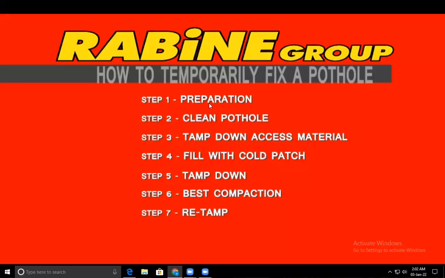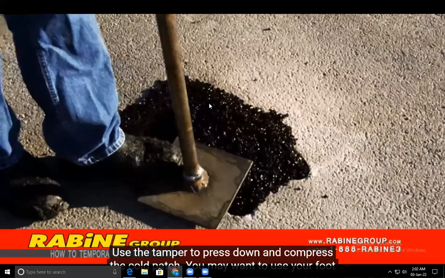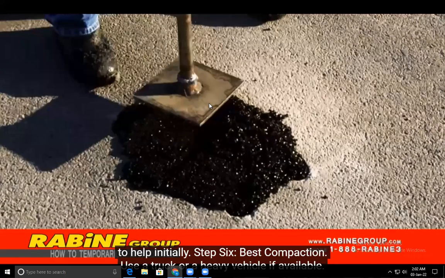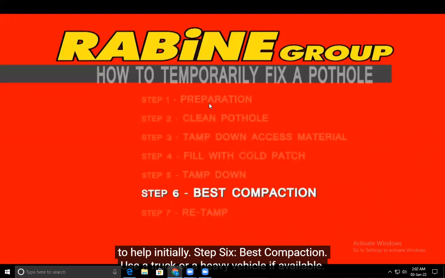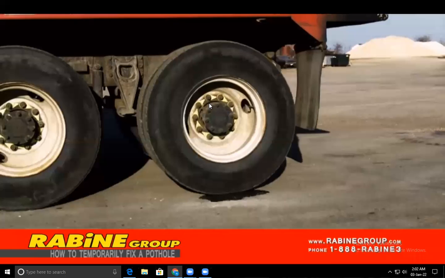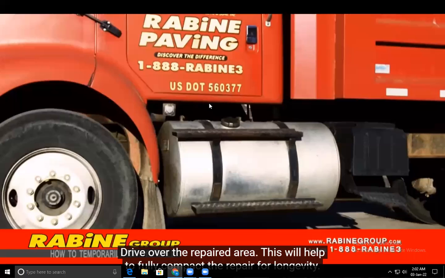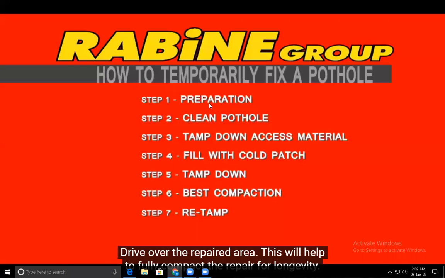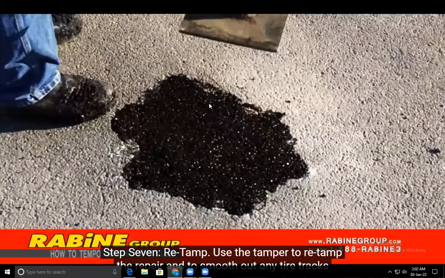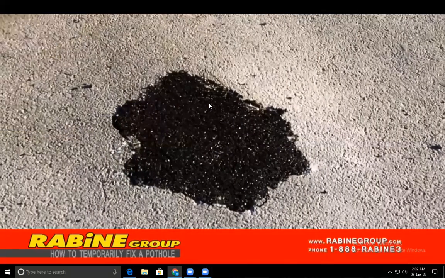Step 5. Tamp down. Use the tamper to press down and compress the cold patch. You may want to use your foot to help initially. Step 6. For best compaction, use a truck or a heavy vehicle if available. Drive over the repaired area. This will help to fully compact the repair for longevity. Step 7. Retamp. Use the tamper to retamp the repair and to smooth out any tire tracks or blemishes that might still be present.